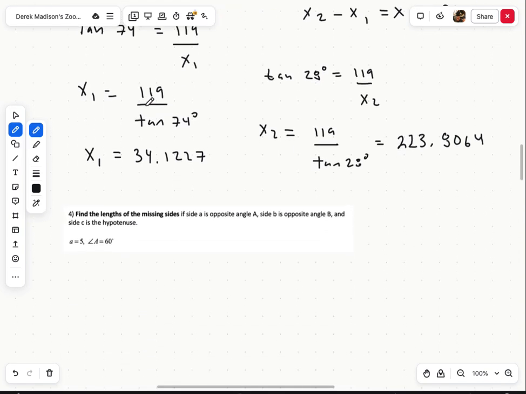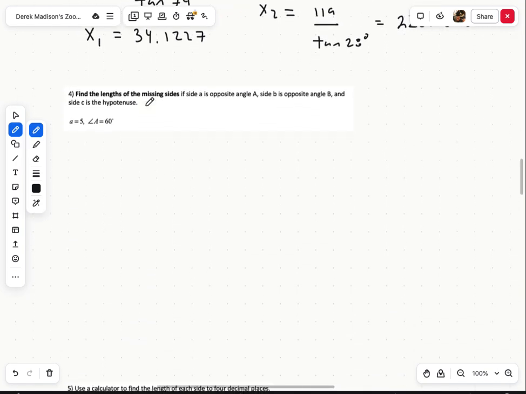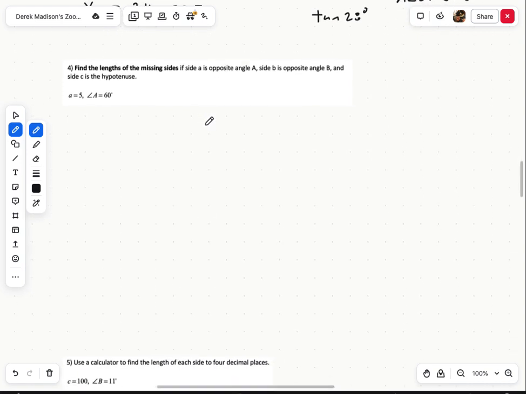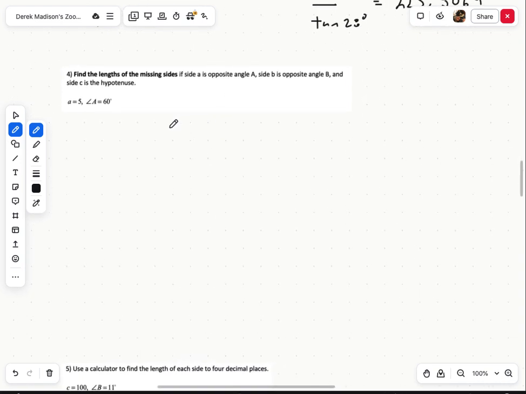Okay, so then we're going to do a few where they didn't give us a picture. I encourage you to draw a picture. At least for me, it really helps to get things orientated.